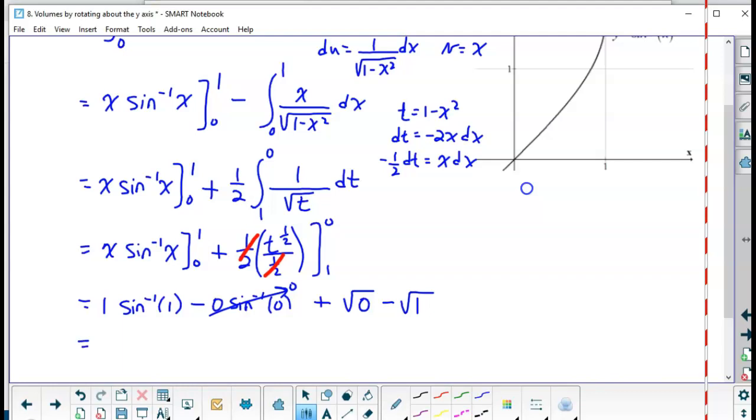All right. So when we're dealing with sine inverse of 1, we have to think about what angle gives you a sine value of 1, and it has to be between 0 and pi. That's going to be pi over 2. And then minus 1, which is the same as when we did it using the first method. Okay, which was easier? Definitely the first method.